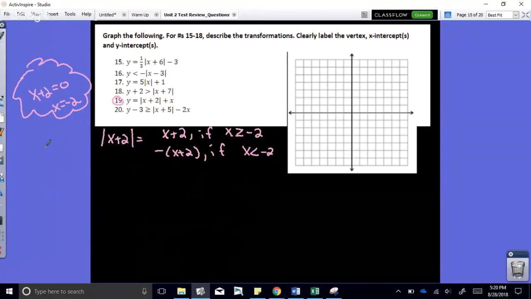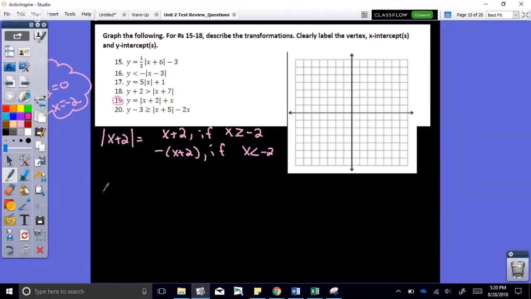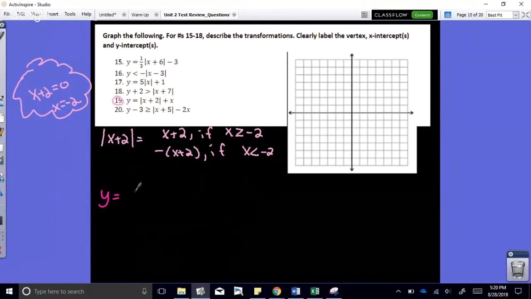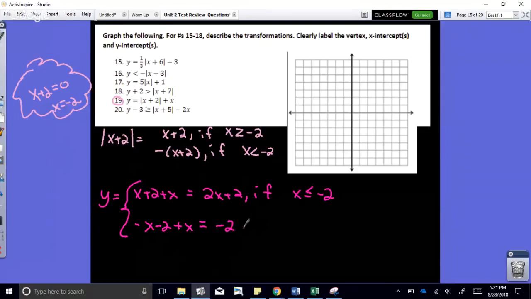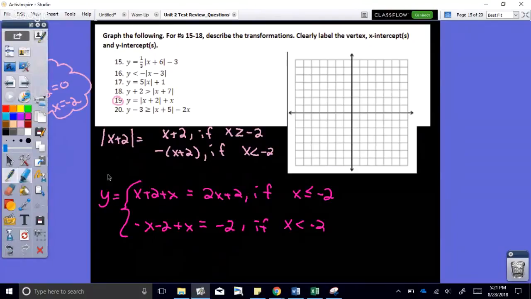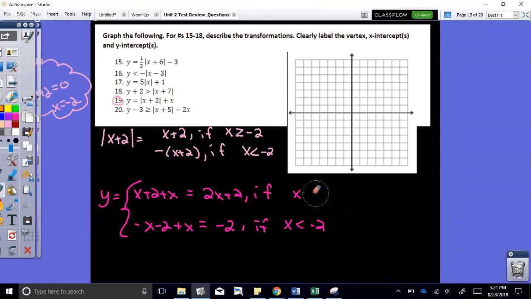So if we put that with my function all together, we get y equals x plus 2 plus x, which is 2x plus 2. And we use that if x is greater than or equal to negative 2. And we have negative x minus 2 plus x, which is just equal to negative 2. And we use that if x is less than negative 2, and we use the top one for x greater than or equal to negative 2.